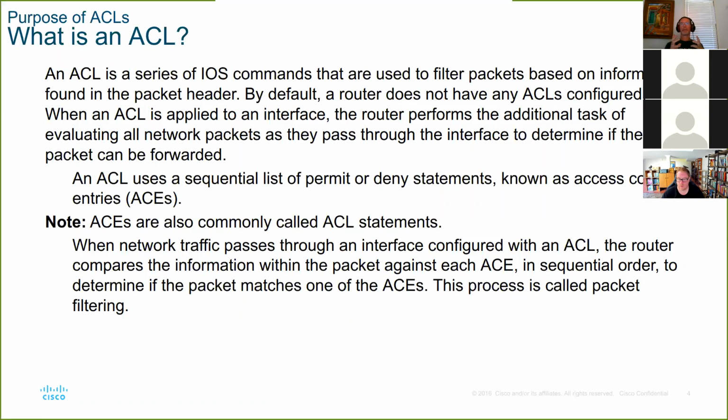But when we think about an ACL, we have to remember this is a list. In other words, there are many rules in this list, and Cisco calls these rules ACEs, access control entries. I prefer to call them rules. It's just an entry, a line item, if you will. And the way it works is every interface, remember, has two directions, inbound and outbound.